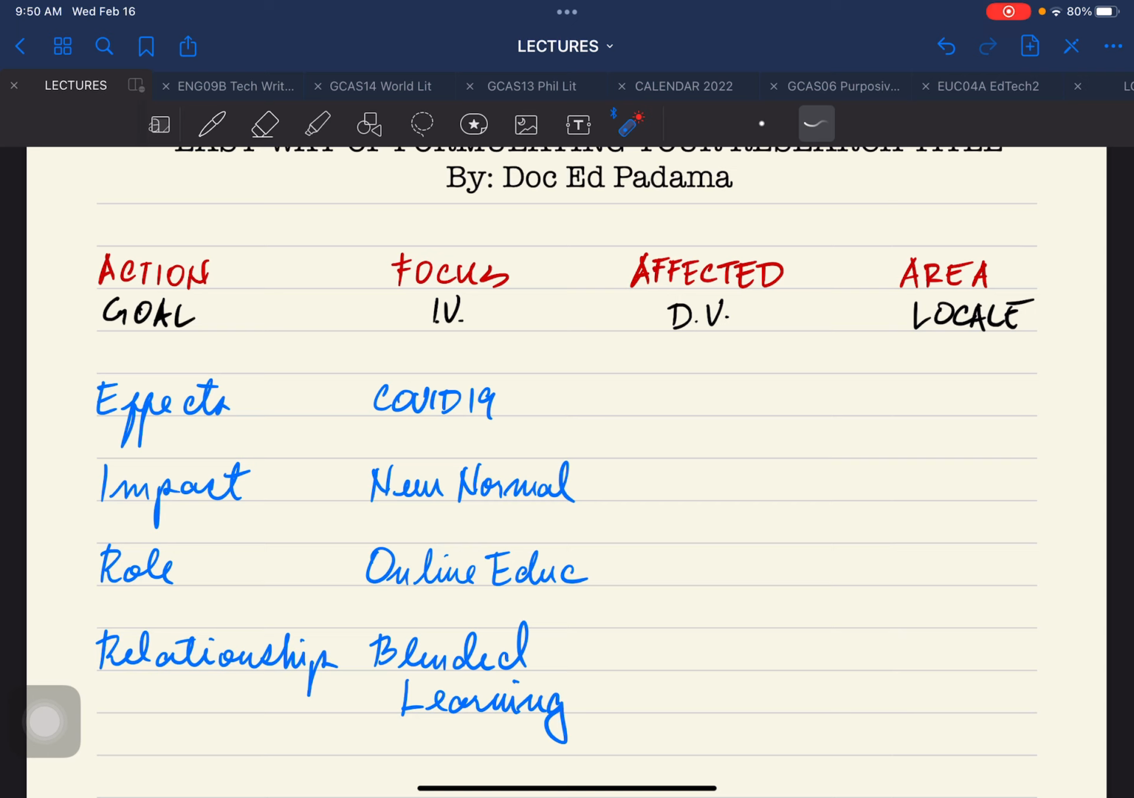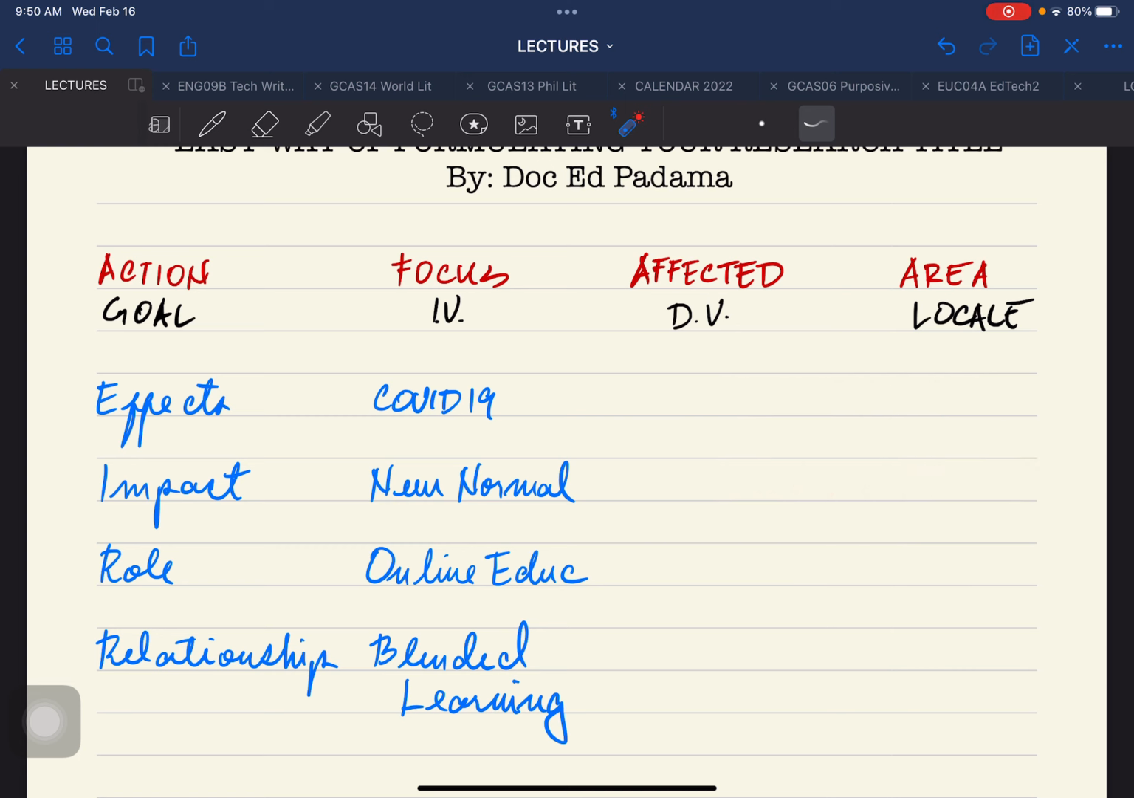Now, when we go to the next element, this is the variable that is affected by the independent variable, and this is what we call the dependent variable. So under the dependent variable, we may include common respondents, and so I'll just write it here. So usually these are the respondents and the area affected.